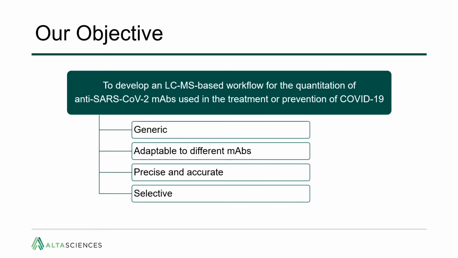Our goal at Altasciences was to establish an LC-MS-based workflow for the quantitation of neutralizing monoclonal antibodies to SARS-CoV-2 that are currently under investigation for the treatment or prevention of COVID-19. Most importantly, the assay had to be generic and easily adaptable to different antibodies to ensure quick turnaround times between assay development, validation, and sample analysis. In order to develop an approach that is selective, precise, and accurate, key assay parameters such as choice of sample preparation, selection of surrogate peptide, and digestion condition must be considered early on during assay development.